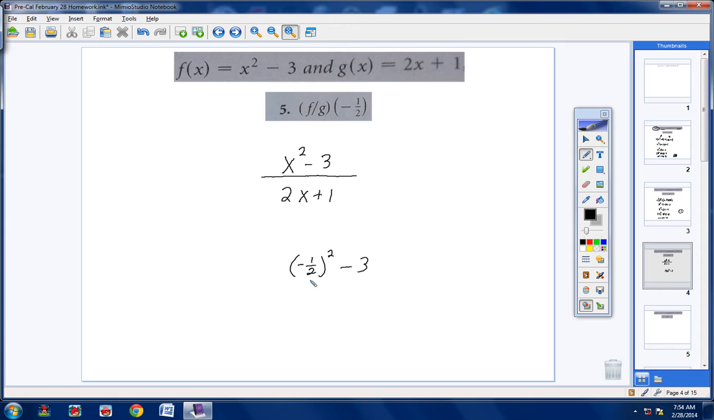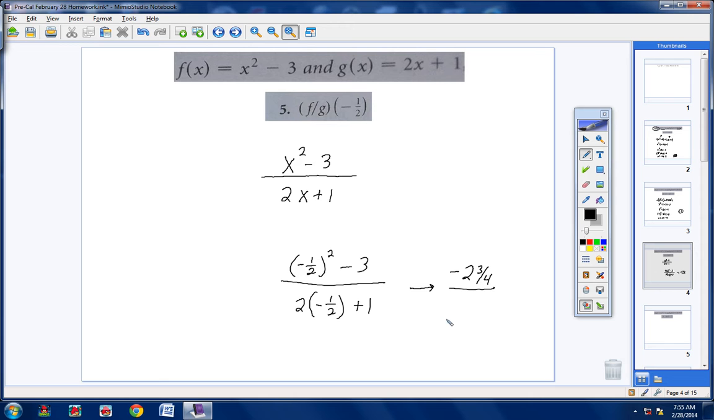So in the numerator, I substituted negative 1/2 for x, and in the denominator I'm going to substitute negative 1/2 for x. Now, if I simplify correctly, you can use a calculator if you would like to. Negative 1/2 times negative 1/2 is a positive 1/4. A positive 1/4 and a negative 3 would be a negative 2 and 3/4.